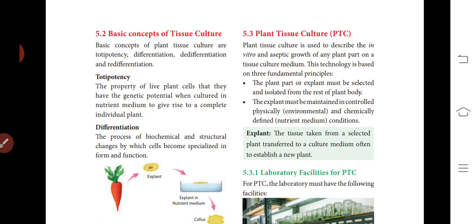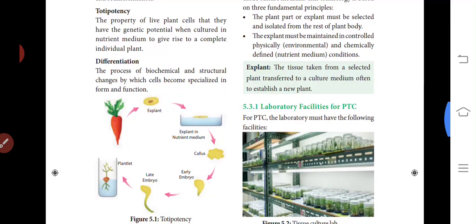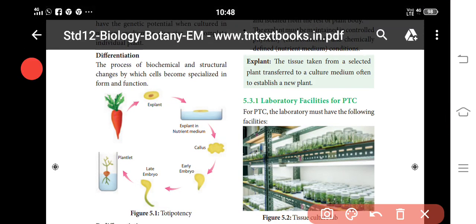The next point: the explant is maintained in physically and chemically controlled conditions. So first, what is the explant? The tissue taken from a selected plant and transferred to a culture medium to establish a new plant.